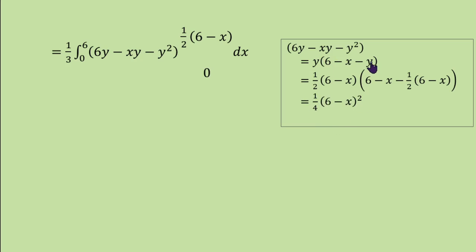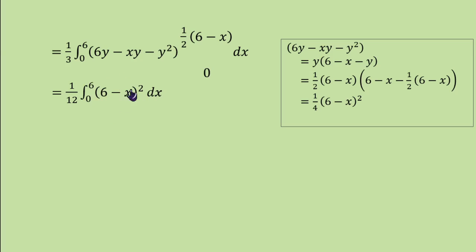I will repeat once again. This y coordinate is half of 6 minus x and here is 6 minus x. Assume that 6 minus x is a. Then we have a minus a by 2, that is a by 2. Here again a by 2, so totally a by 4 into a square. A by 2 into a by 2 is 1 by 4th of a square, that is 6 minus x whole square. 1 by 4 into 1 by 3 is 1 by 12. Integral 0 to 6 of 6 minus x whole square dx.